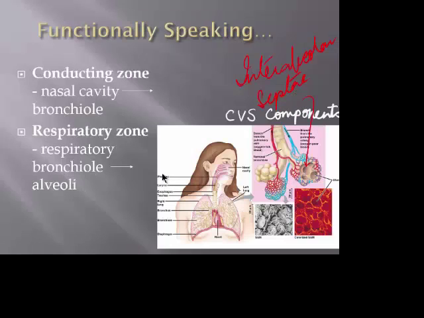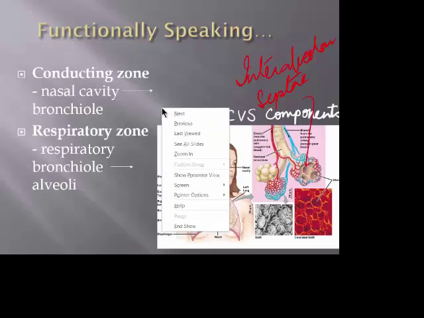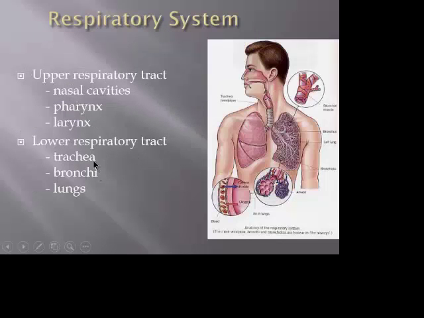Functionally, we divide it based on whether the portion just conducts air or whether the portion is involved in gas exchange. So just going back here, from trachea I went to bronchi and then I went straight to the lungs. Actually these bronchi, you remember when we did the cardiovascular system, we did arteries and then they got smaller and smaller and we call them arterioles, right? So same way, bronchi, we have many generations of bronchi. When bronchi become really small, they are known as bronchioles.